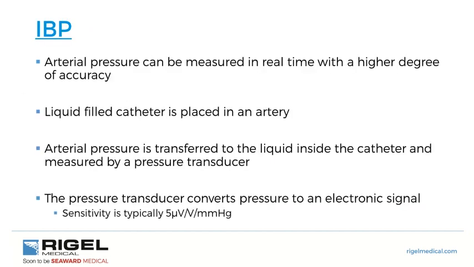IBP. IBP is the arterial pressure and can be measured in real time with a high degree of accuracy. Well, liquid, where we have pretty much a catheter that's placed in the artery that's filled with liquid, and the pressure, or the arterial pressure, is transferred via the liquid inside the catheter to a pressure transducer.